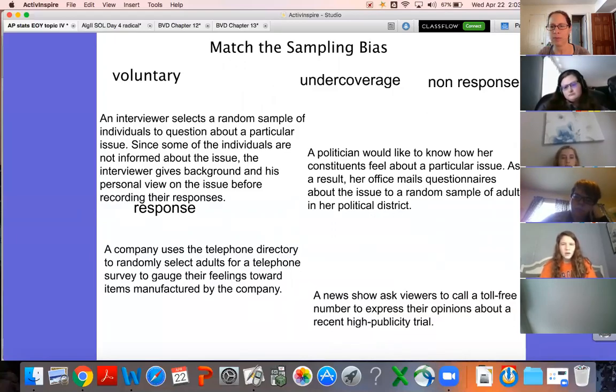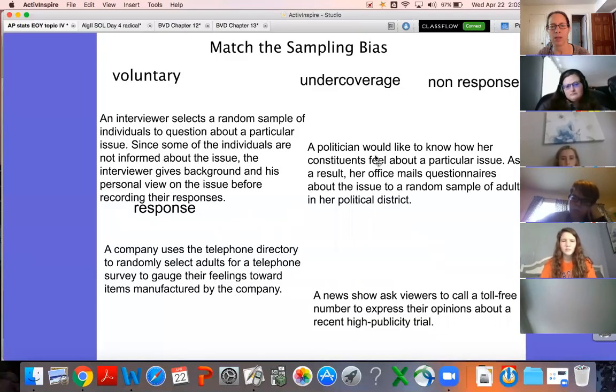Response bias? Wait, that was more voluntary? Maybe. Let's move on. I know there's one for each of these, and that one does look like it could be a couple. Let's move on.